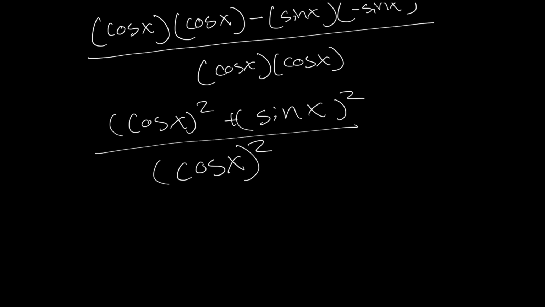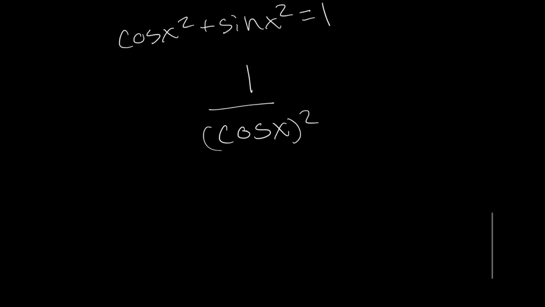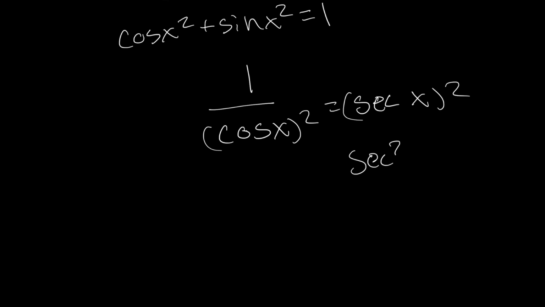Knowing the Pythagorean trigonometric identity, we know that cosine x squared plus sine x squared is equal to 1, which would give us 1 over cosine x squared, or secant x squared, which can also just be represented by secant squared x.